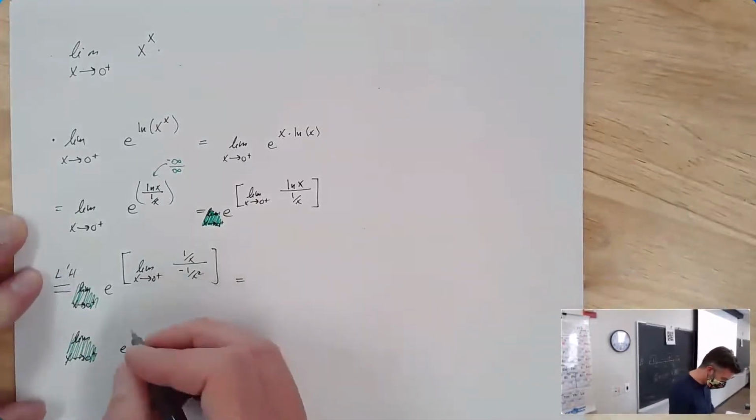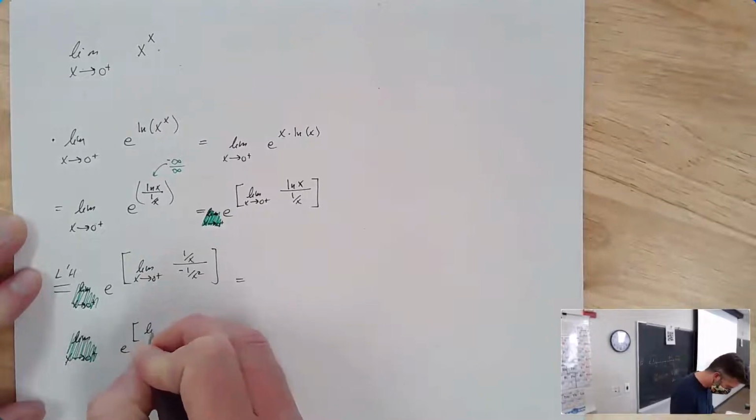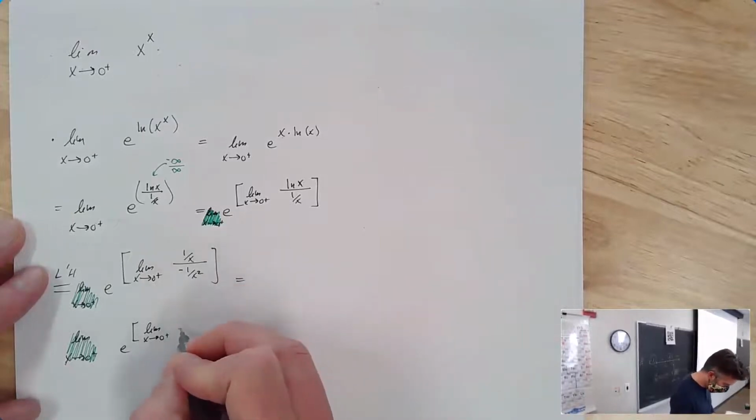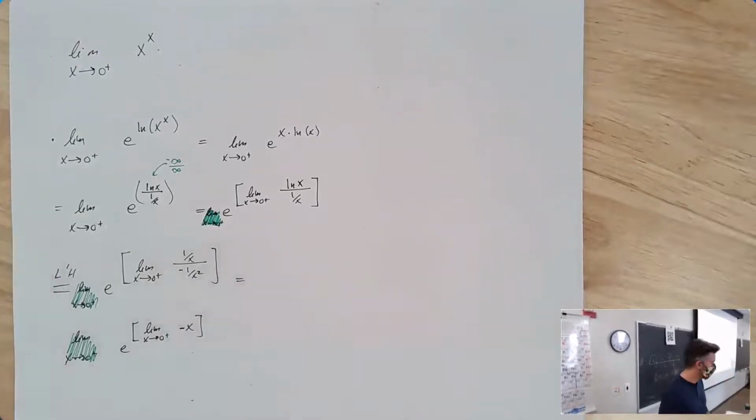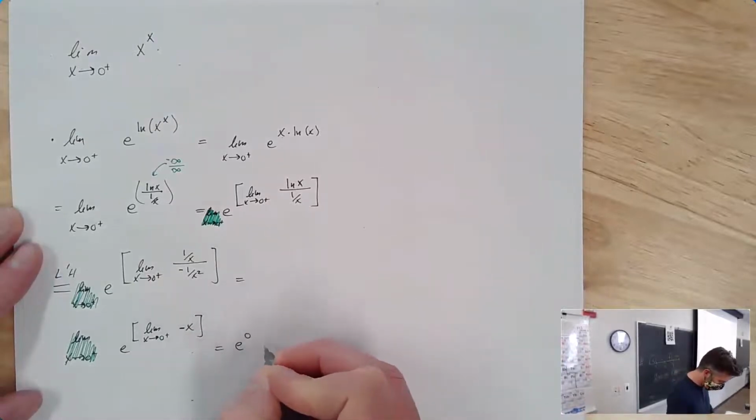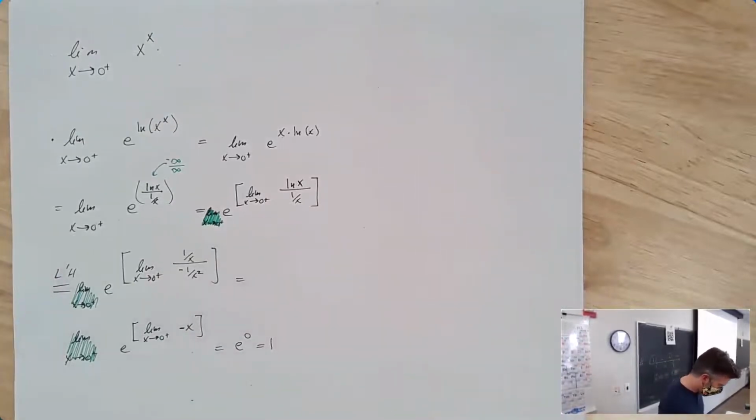That's going to be e to the limit as x goes to 0 from the right. 1 over x divided by negative 1 over x squared simplifies as just negative x. Taking the limit of that, that's going to be e to the 0, which is 1. So that's how some people prefer to do it. They like to write it as e to the natural log of your thing, and then do all the work like that.